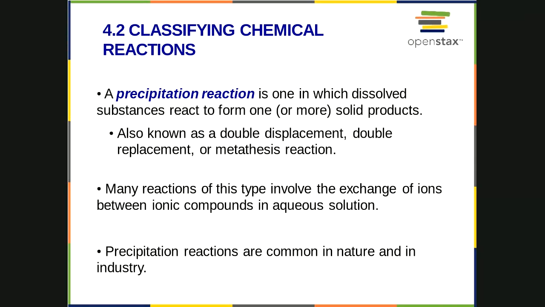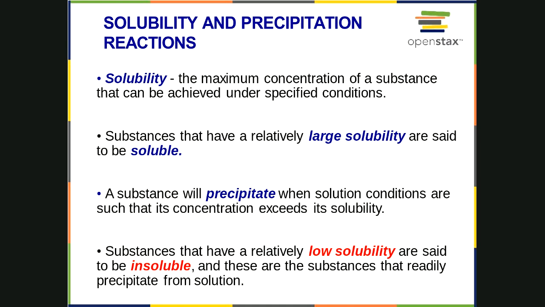Another word for this, you might see it referred to as double displacement or double replacement, because we have two ions that switch places with each other in the compound. So sometimes you may see the word precipitation reaction or double replacement or double displacement. Often many of these will involve ions in the reaction that switch places with each other.